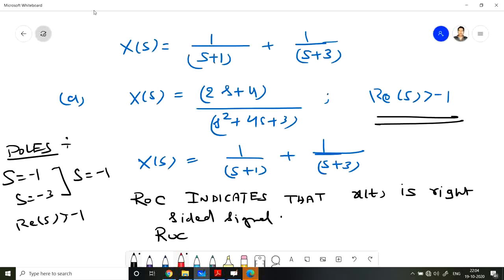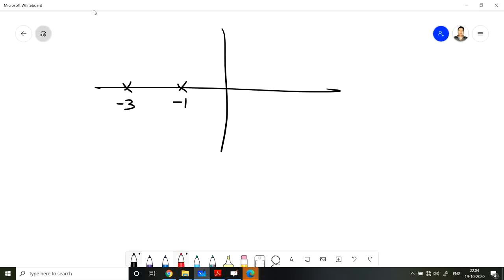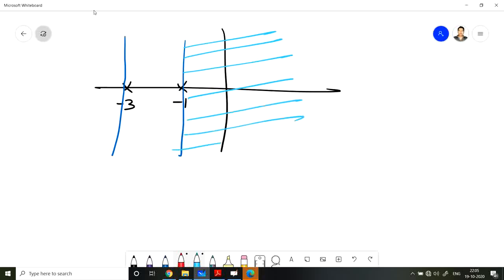The ROC is right of the rightmost pole. Because if we see the pole-zero plot, then this is minus 1 and this is minus 3. So this is minus 3 and this is minus 1. And what is the ROC? The ROC is real part of s greater than minus 1. So this is the ROC, the region of convergence.